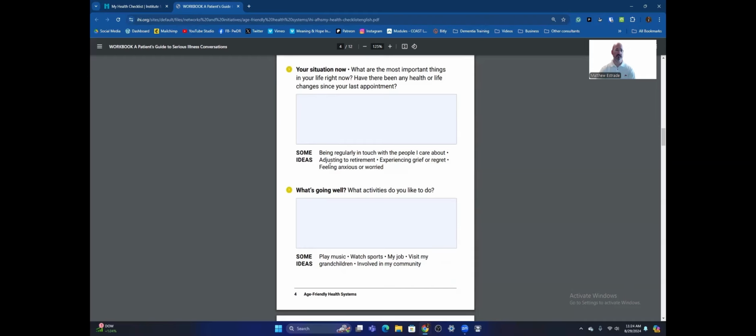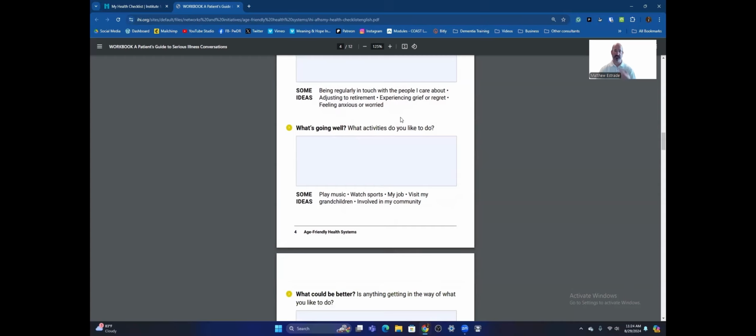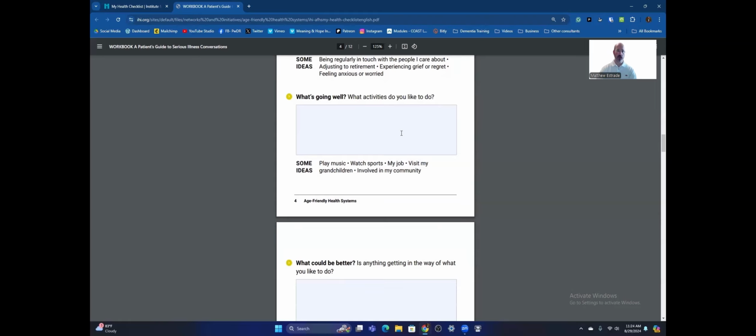And then what I like about this is that for every question of each of the M's, each of the four M's, they have some ideas. This will give you some ideas to get you thinking about what your answer might be. Your answer might be contained in the example ideas, or it might be something different, but it's to get you thinking. All right, so what's going well? What could be going better is going to be on the next page, on page 5.